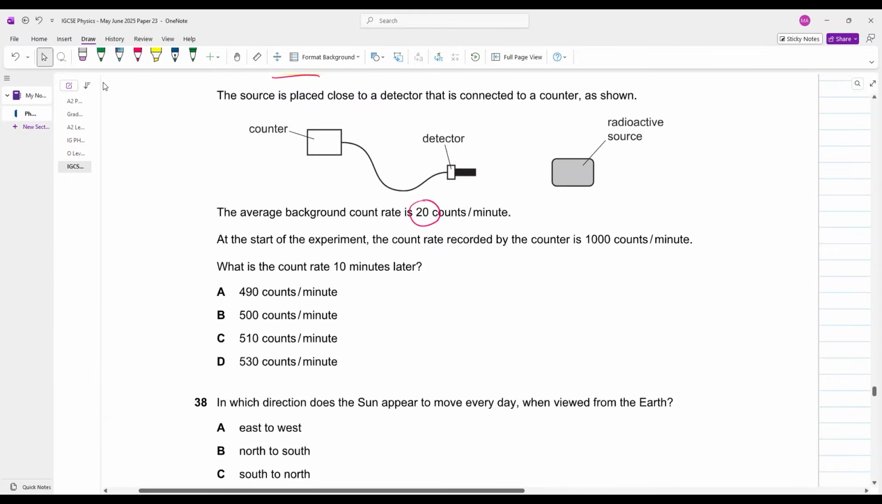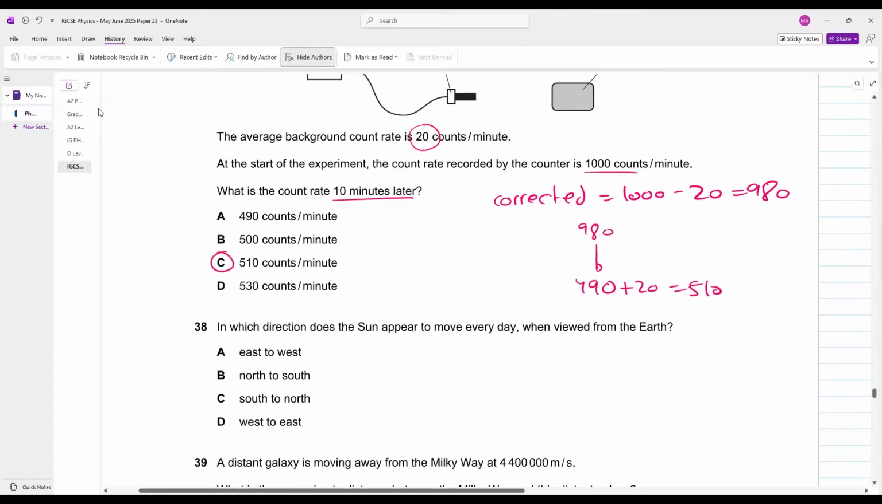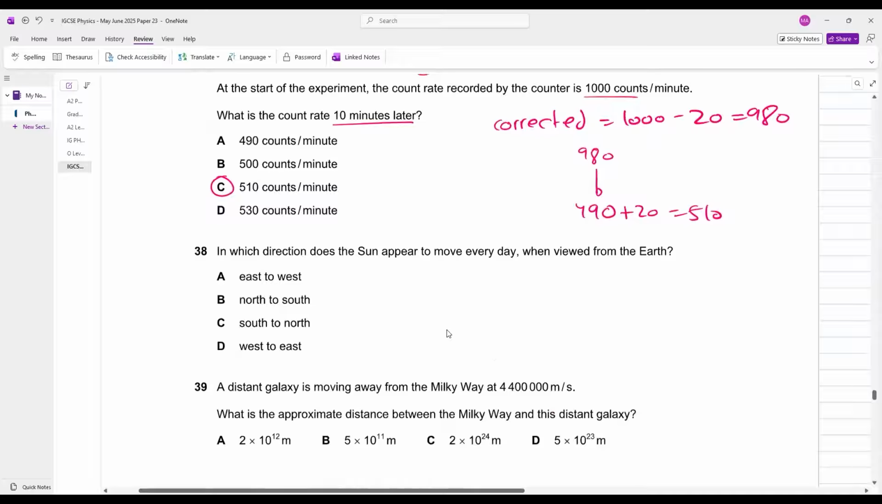At the start of the experiment, the count rate is 1000. Can you calculate the corrected count rate? 1000 minus 20, that is 980. 10 मिनट्स के बाद आपने काउंट रेट बताना है बेटा। 10 मिनट्स के बाद, एक हाफ लाइफ हो जाएगी, काउंट रेट क्या हो जाएगा? 490 प्लस द बैकग्राउंड रेडिएशन अगेन, काउंट रेट क्या हो गया? 510। C is your answer.